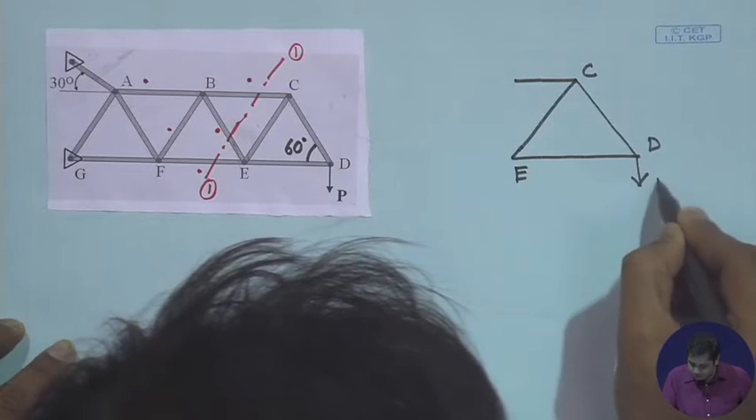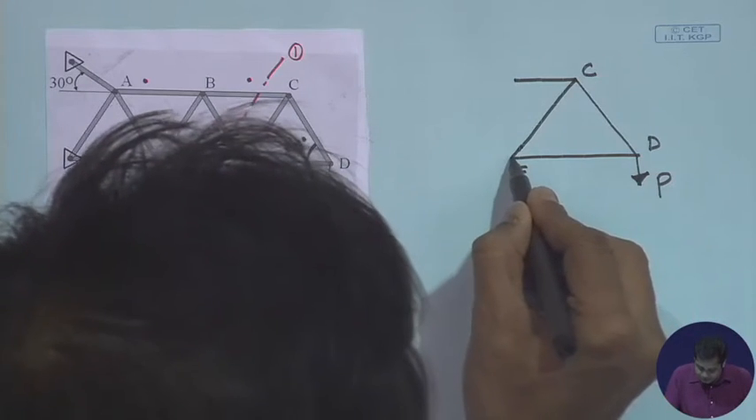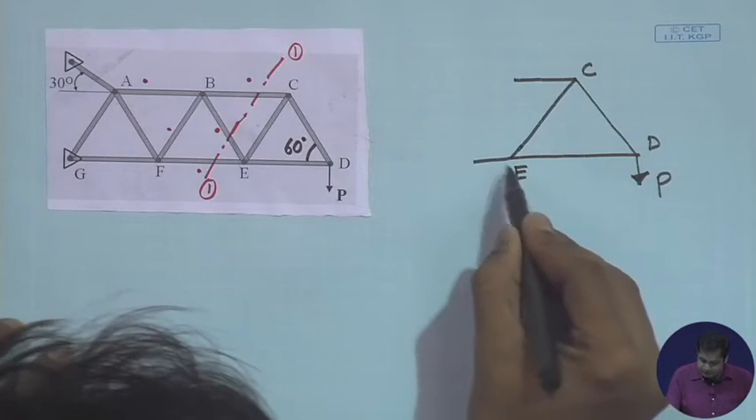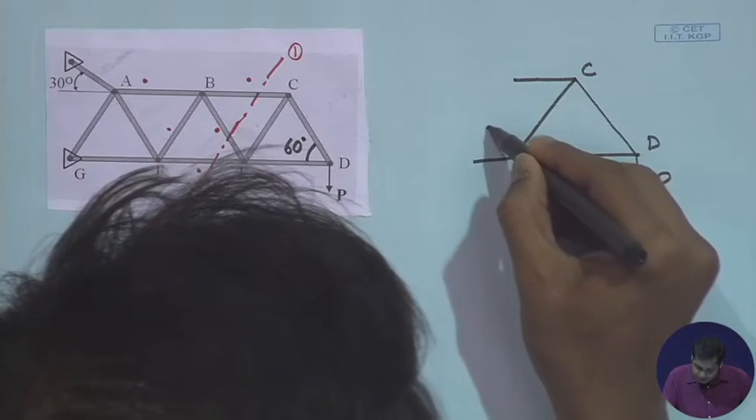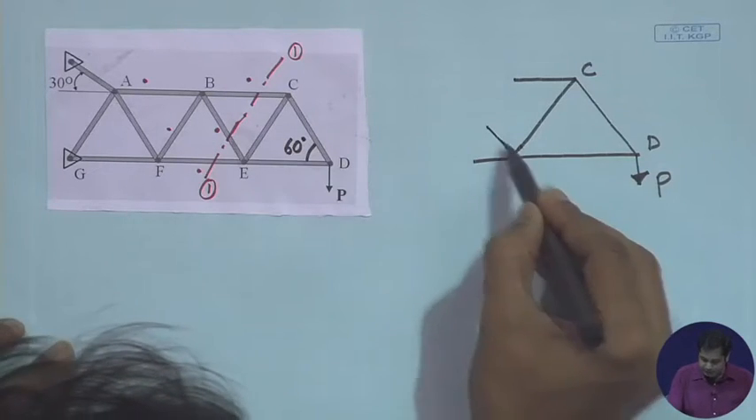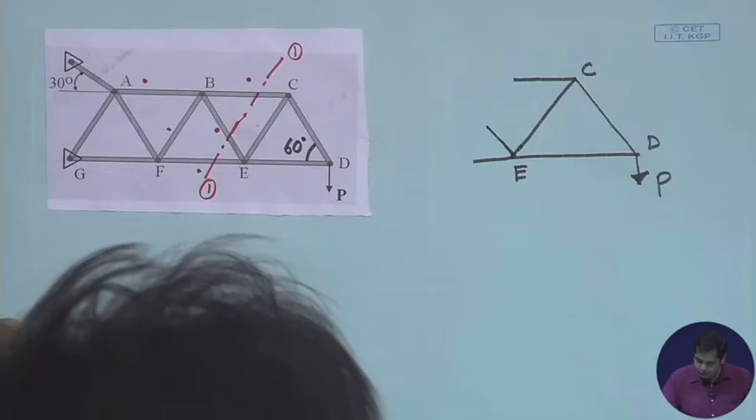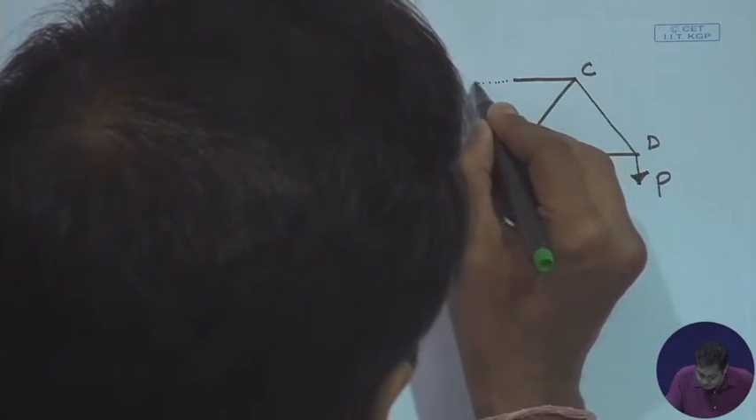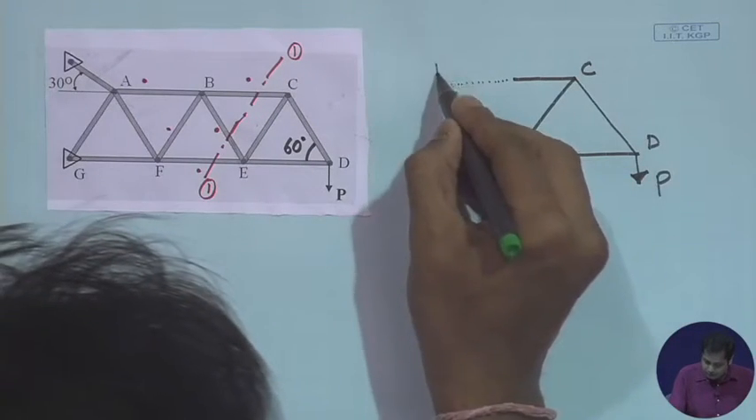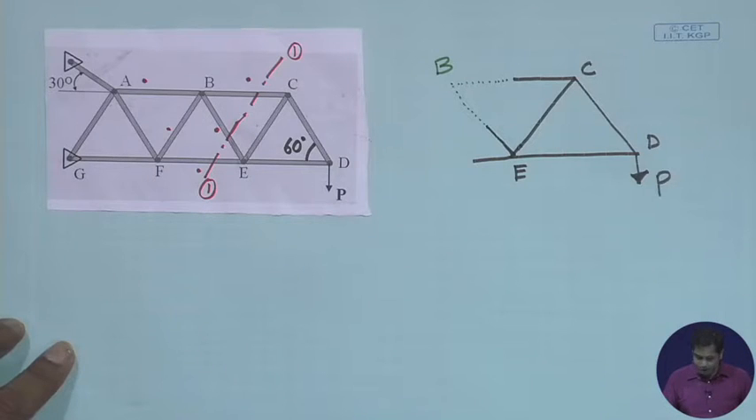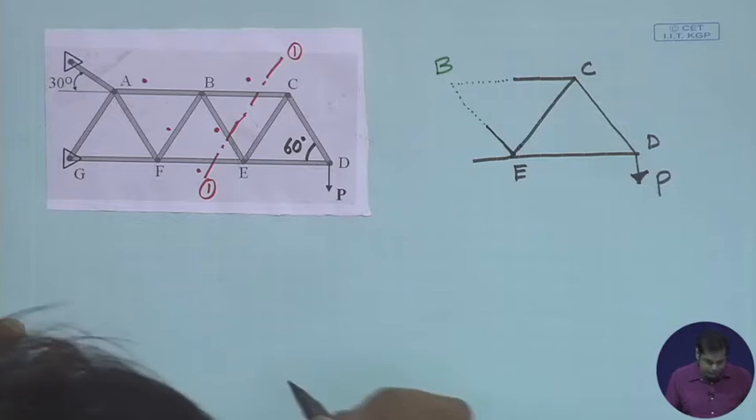At joint D, we have an externally applied force P, and then here this is the member EF, and similarly we have here the member EB. This is EB and this is EF. So if we join them, this joint is actually B. Now draw the forces.